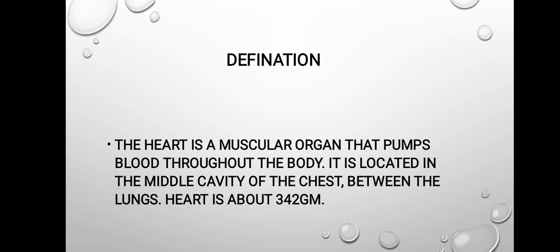The heart is a muscular organ that pumps blood throughout the body. It is located in the middle cavity of the chest between the lungs, and the heart weighs about 342 grams. It means the heart consists of different muscles and layers. That's why it is known as a muscular organ. And the main function of the heart is to deliver oxygenated blood and convert it from deoxygenated blood. If we talk about the weight of the heart, it could be 342 grams, and it can vary from person to person and as per sex ratio.